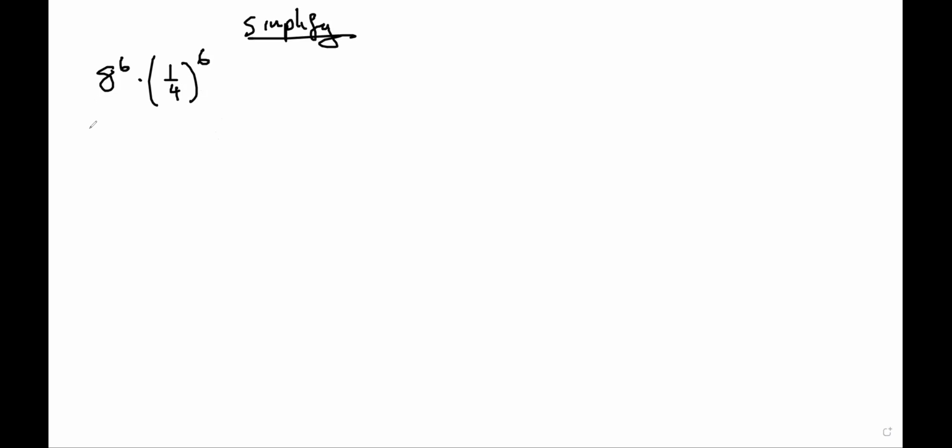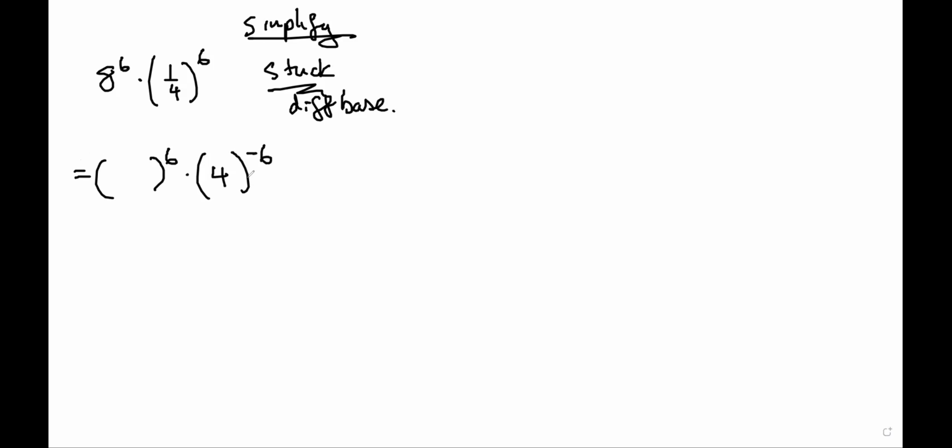You can simplify this. So normally it's like, no, I'm stuck. Sorry, I can't because different base. Right? But if you look a little carefully and see that there is a trick to it, you might be able to write 8 as a power of 2. And the 1 over 4, I'm going to turn it into a 4 to the power of negative 6 because I did the reciprocal. And the 4 can also be written as an exponent with a base of 2.